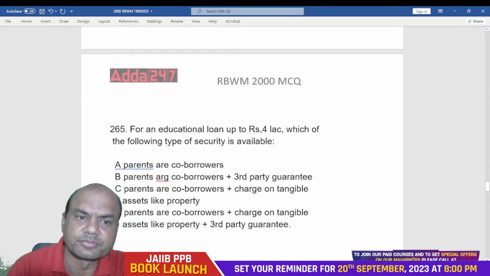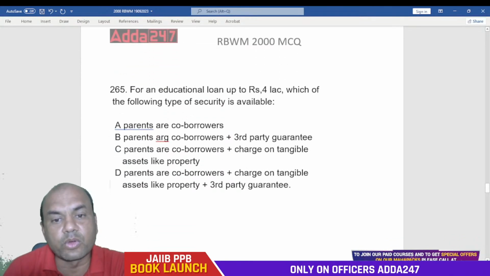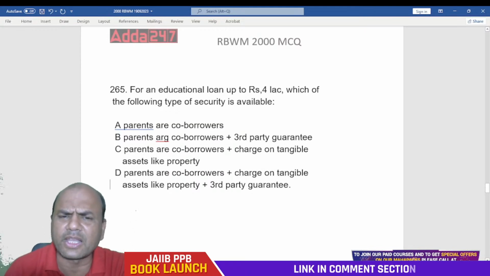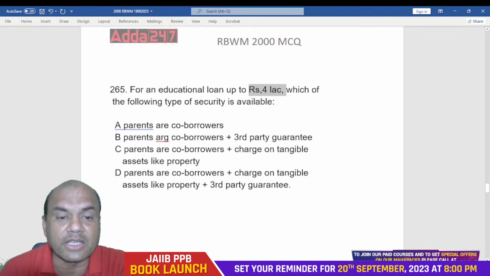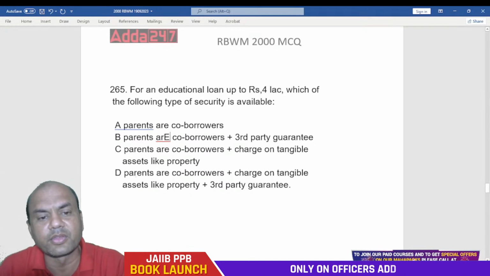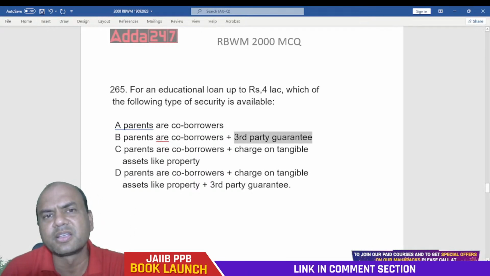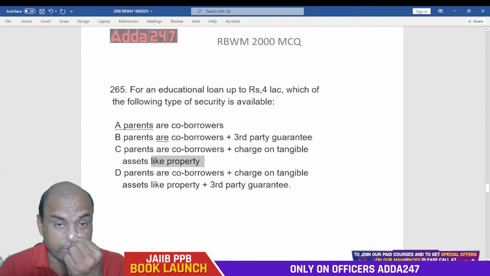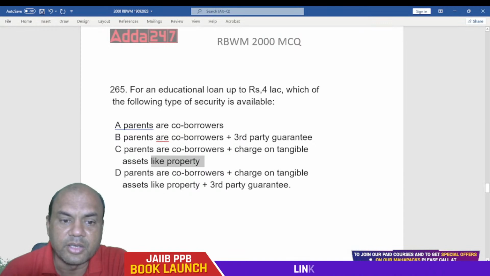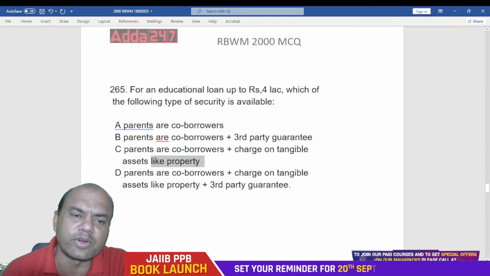Next one. For education loans up to 4 lakhs, which of the following types of security is available? Parents as co-borrowers; parents as co-borrowers plus third party guarantor, meaning some known person as a guarantor; parents as co-borrowers plus charge on tangible assets like a house as collateral; or all of these. So D is basically all of this.